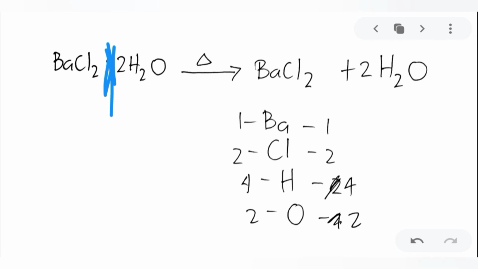So let us check if this is already a balanced equation. For barium, how many pieces of that? We have 1 piece of that. And then for chlorine, we have 2 pieces of that. For hydrogen, we have 4 pieces of that. 2 times 2, that is 4. And then for oxygen, 2 times 1, that is 2 pieces of that.